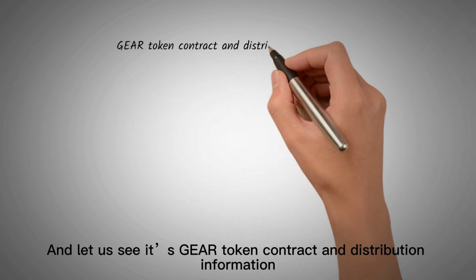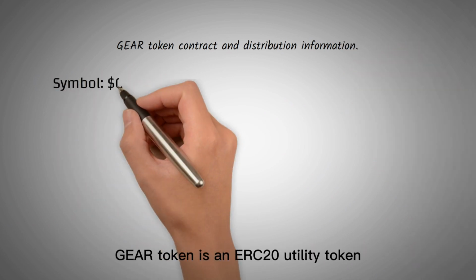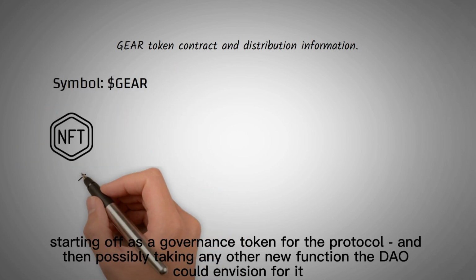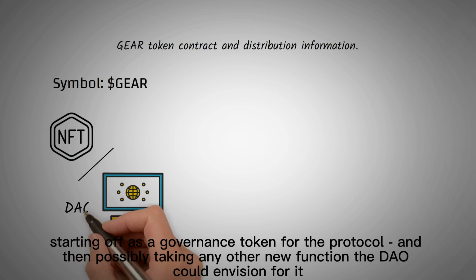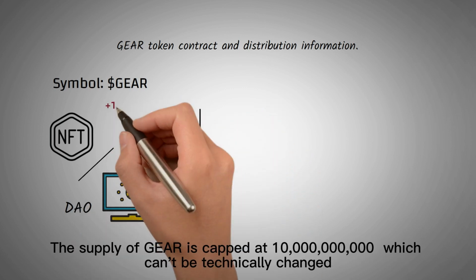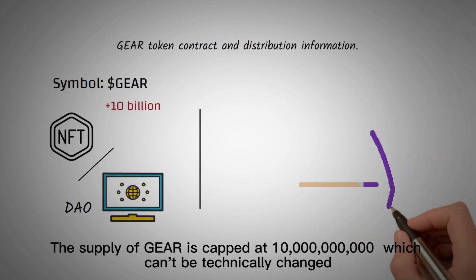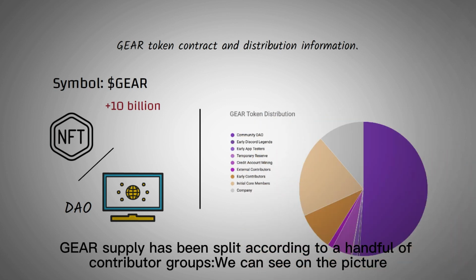And let us see its Gear token contract and distribution information. Gear token is an ERC20 utility token, starting off as a governance token for the protocol and then possibly taking any other new function the DAO could envision for it. The supply of Gear is capped at 10 billion, which can't be technically changed. Gear supply has been split according to a handful of contributor groups, as we can see in the picture.